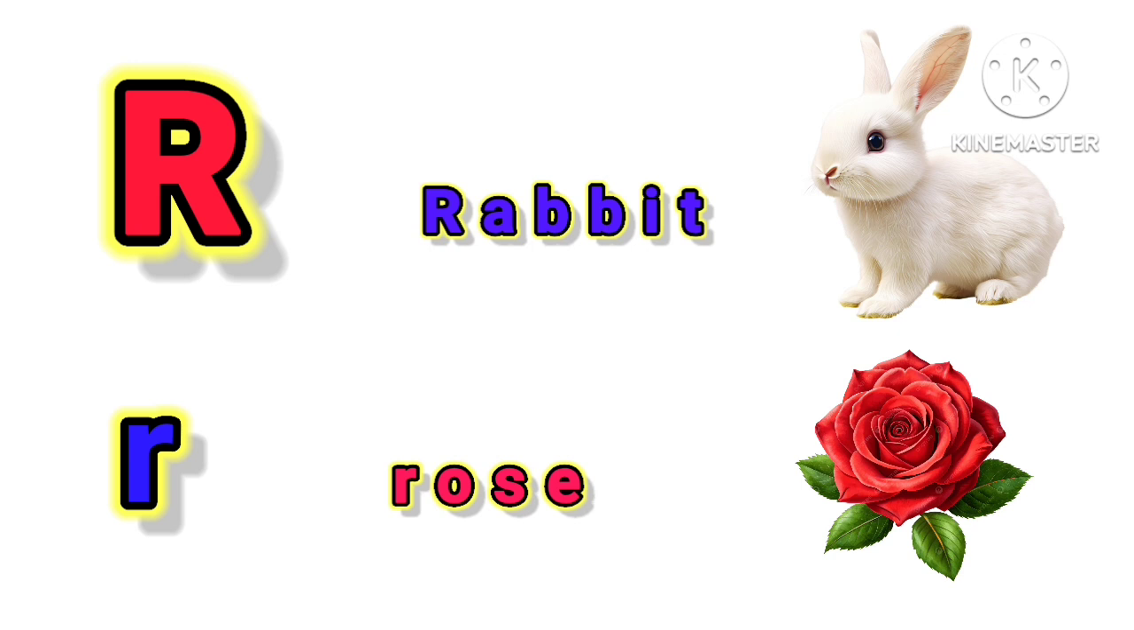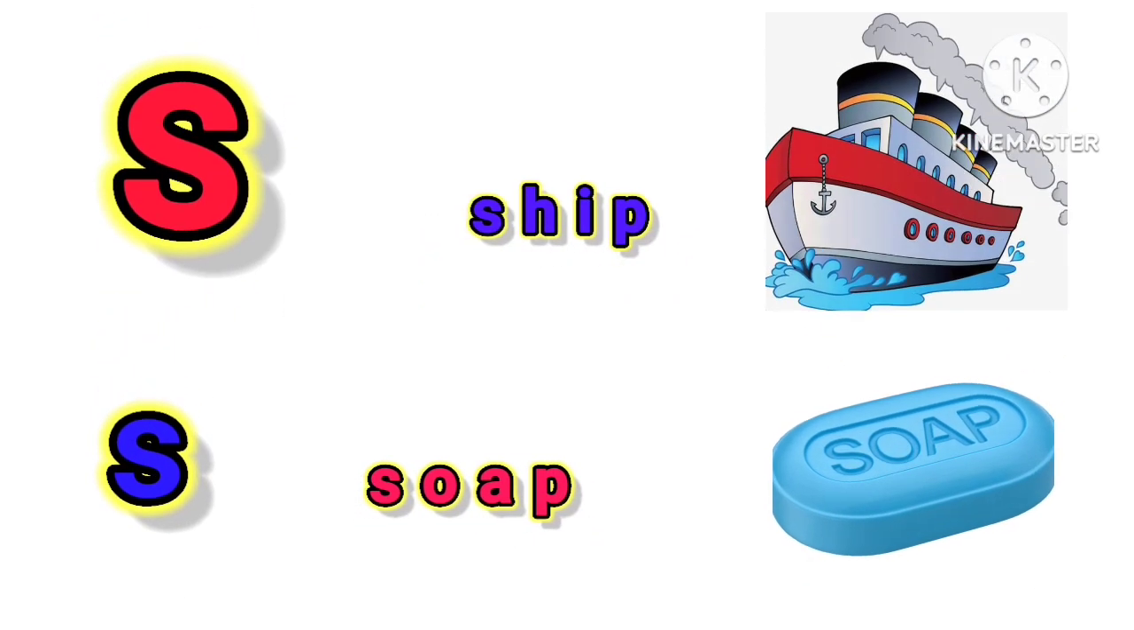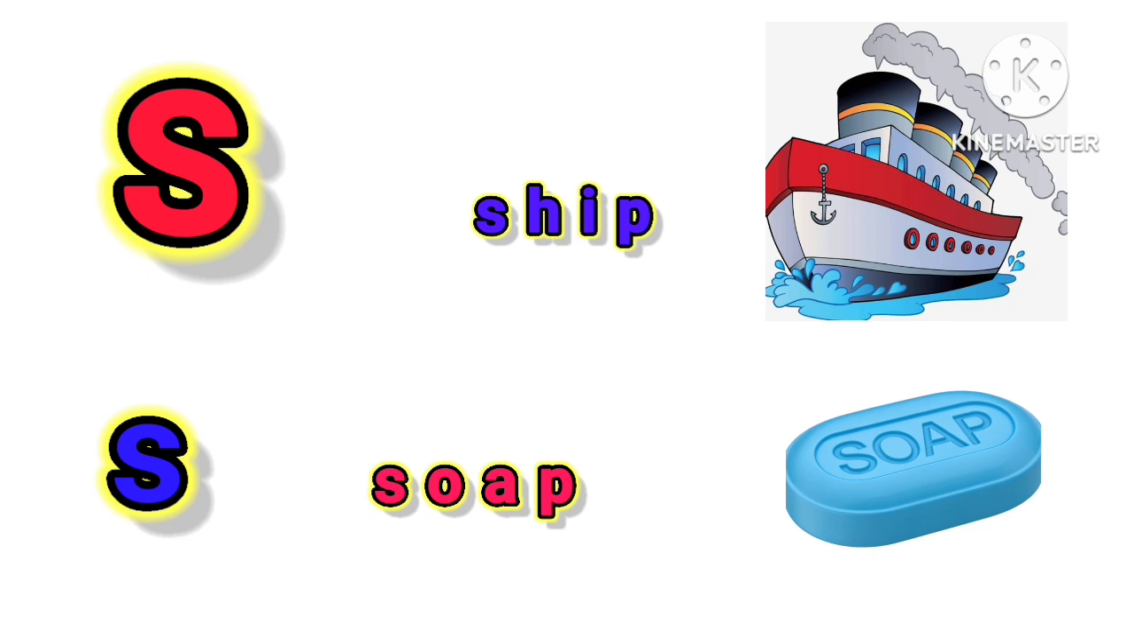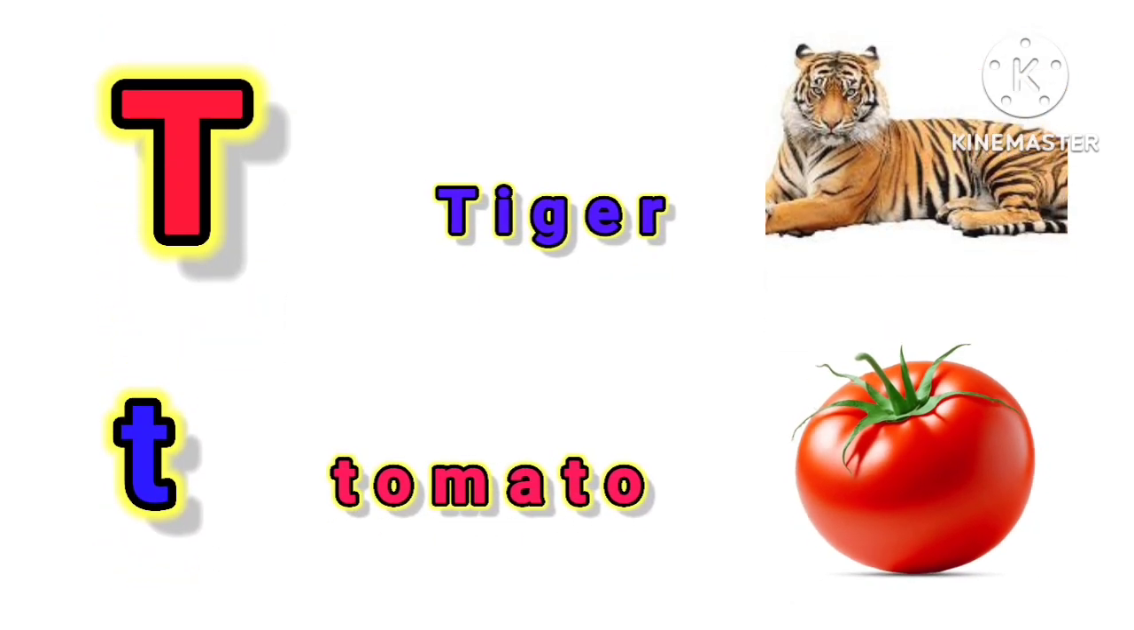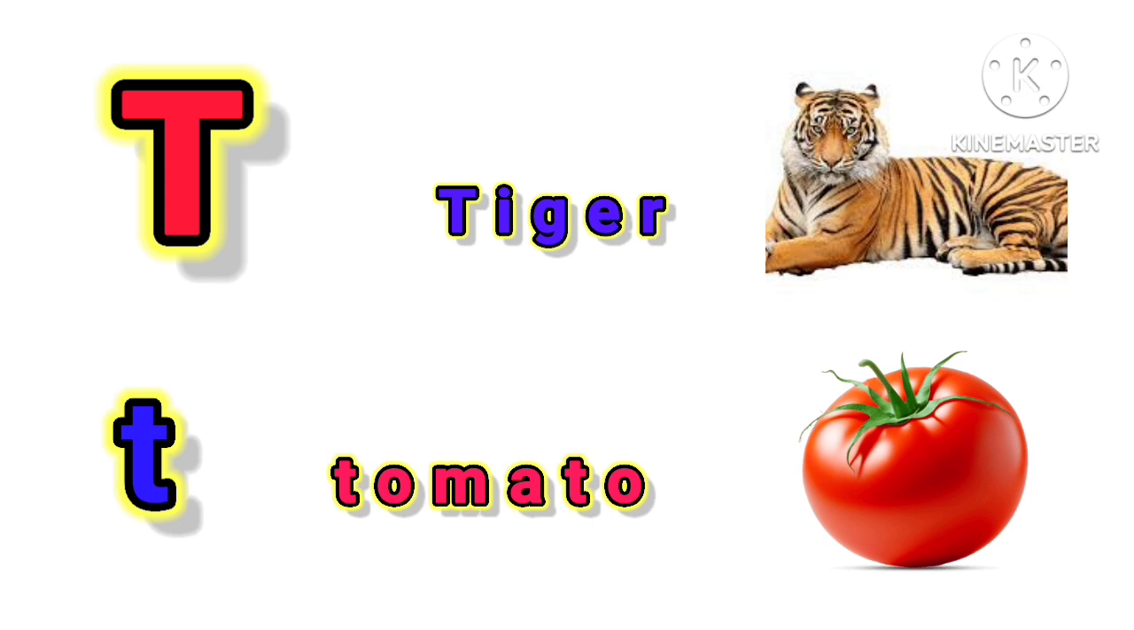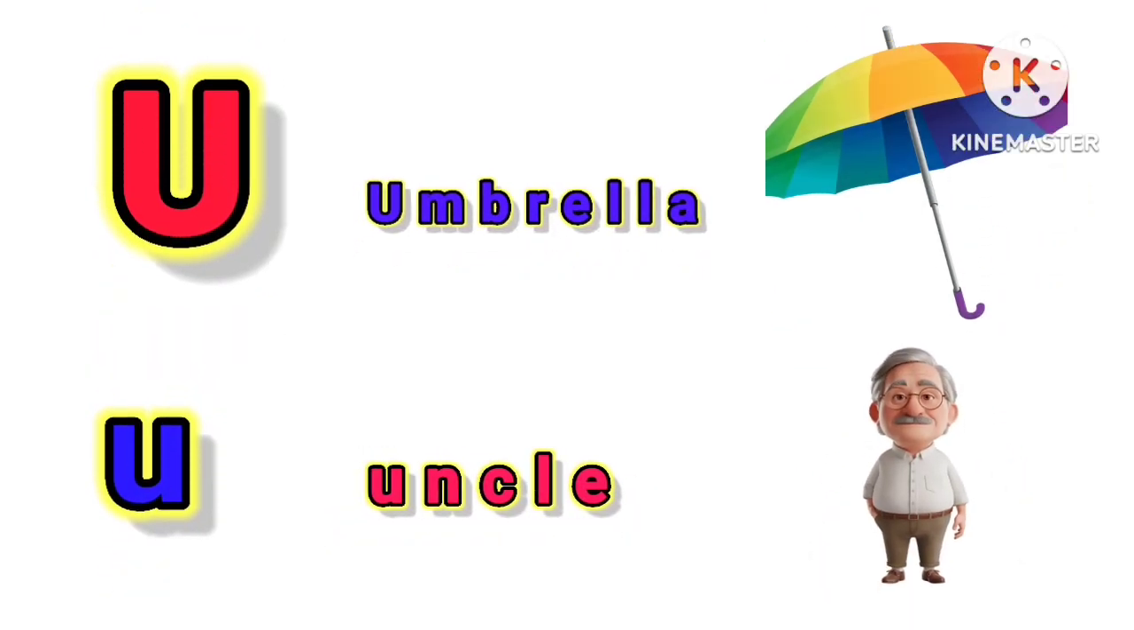R for rabbit, R for rose, S for sip, S for soap, T for tiger, T for tomato, U for umbrella, U for uncle.